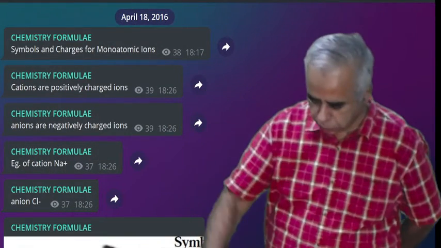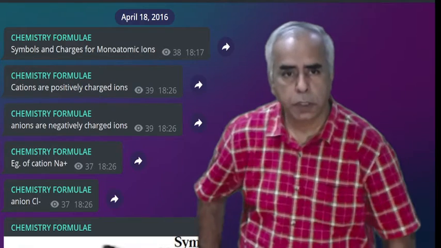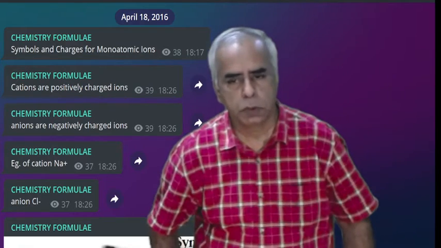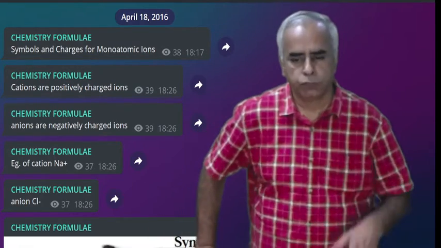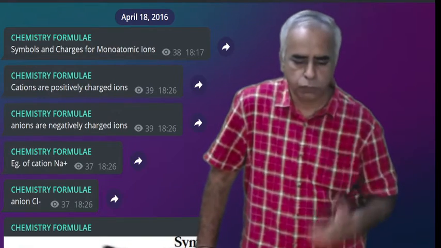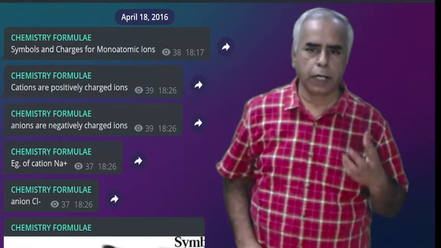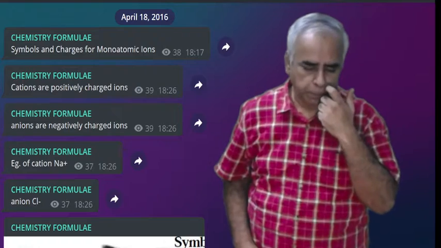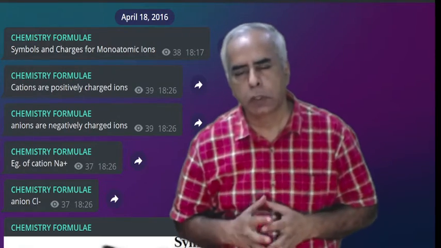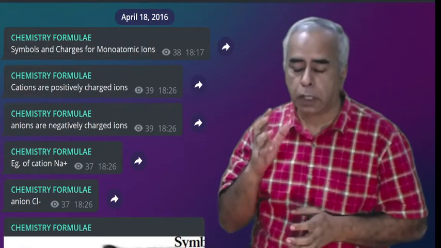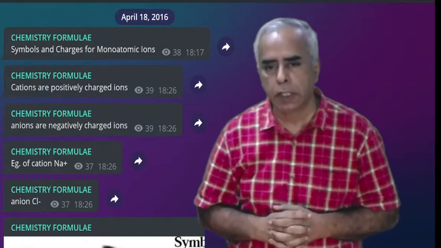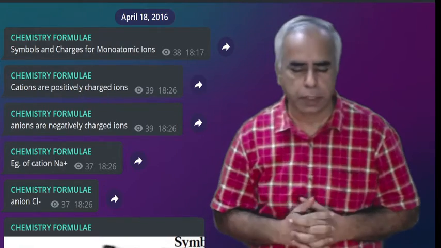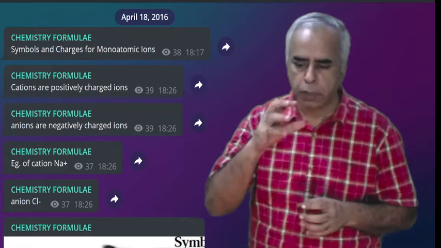Hi students, in today's lecture I will be explaining the chemical formula, how to arrive at the chemical formula based on cation and anion. Anions are negatively charged; cations are positively charged ions. You have to remember it like this.